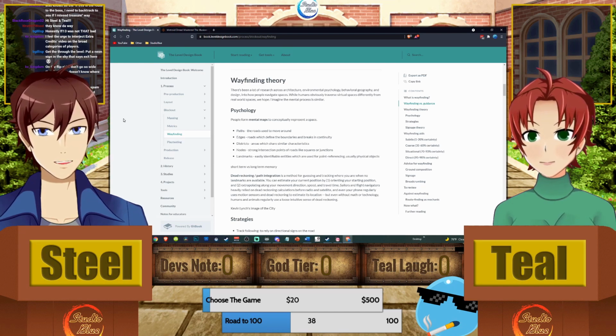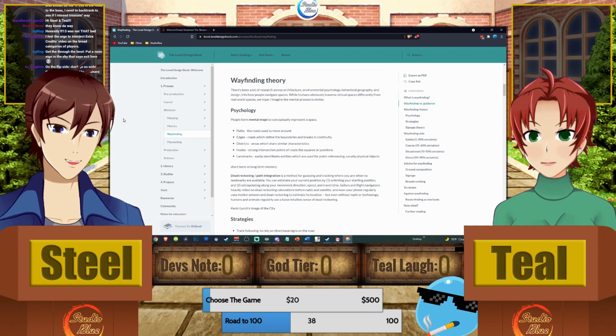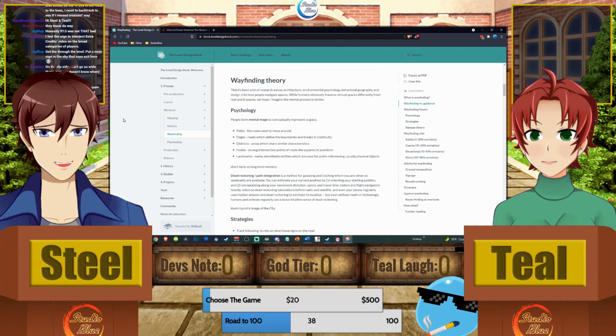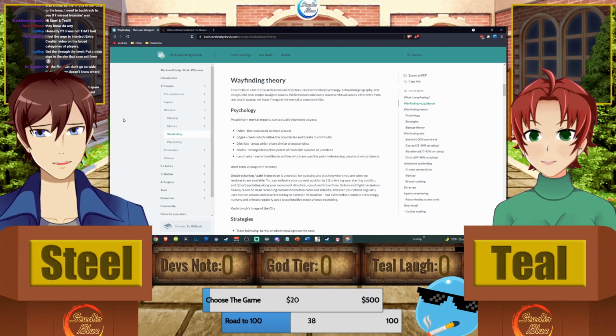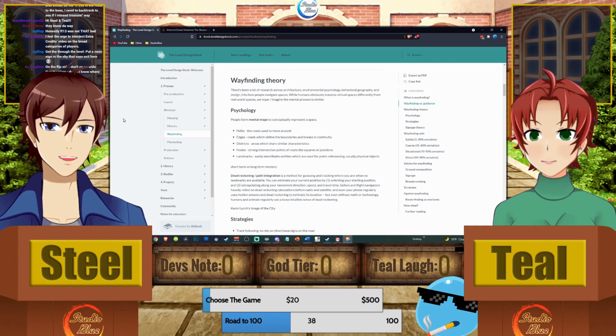We all know what landmarks are. A landmark is a point of reference, like a wayshrine in ESO, in Elder Scrolls Online. Anything that is distinct within the particular area that a player can look at and instantly be able to figure out where they're at. Because, as Teal said, psychologically people create maps in their head.